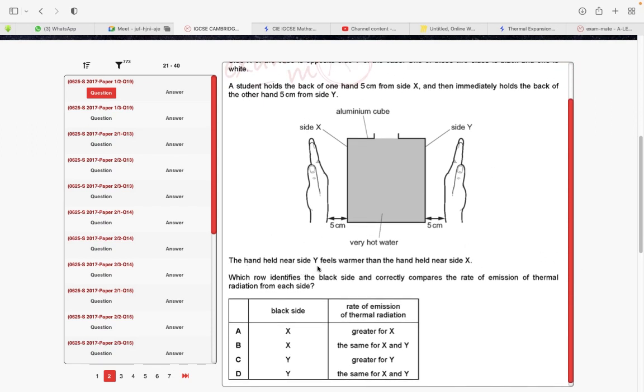Now the hand that is held near Y feels warmer than the hand that is held near X. Now which row identifies the black side and correctly compares the rate of emission of thermal radiation from each side?